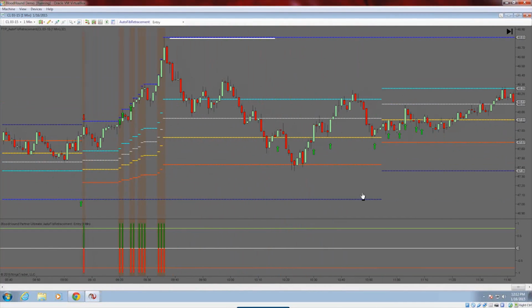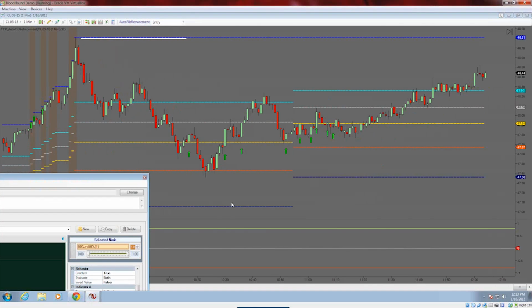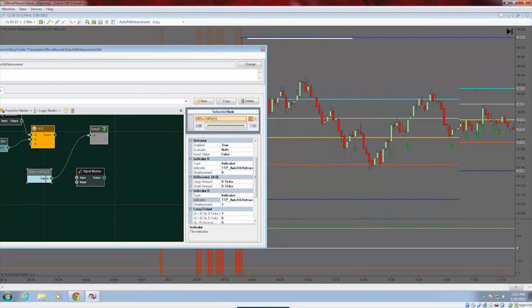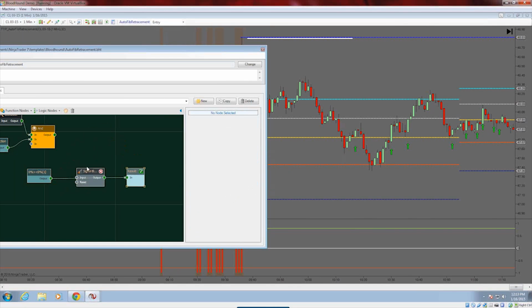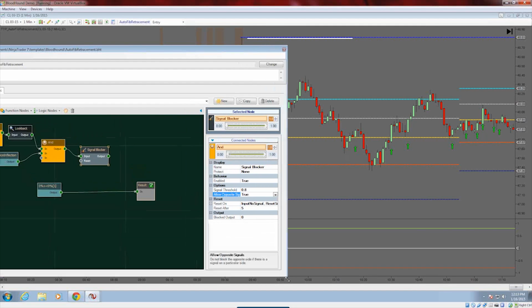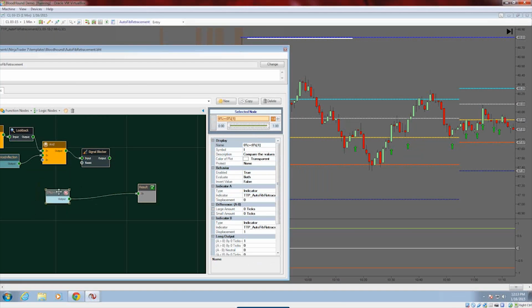Okay, so that will be the reset for the signal blocker. So now let's look at this. Let's build this thing out. So this signal blocker has multiple different resets that you can set. So let's say we want to block, I want to reset after, let's just set it to 500 bars initially, because that's not what we're worried about resetting. What we're worried about resetting is this.